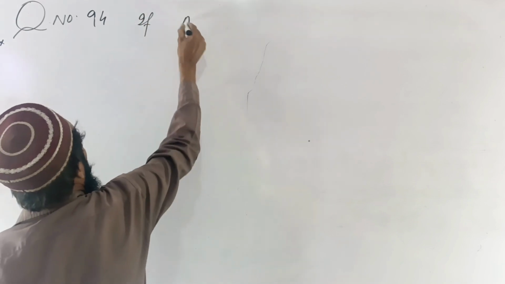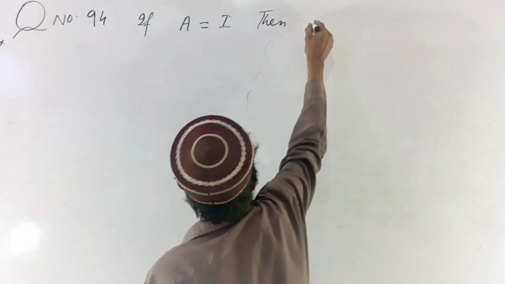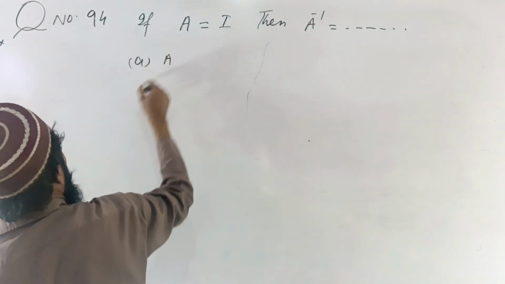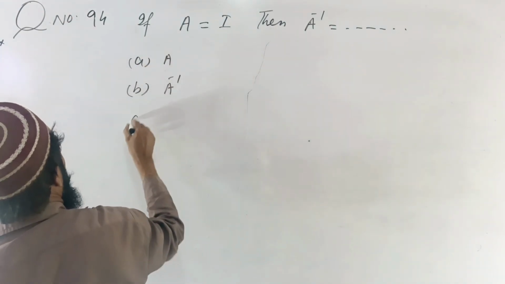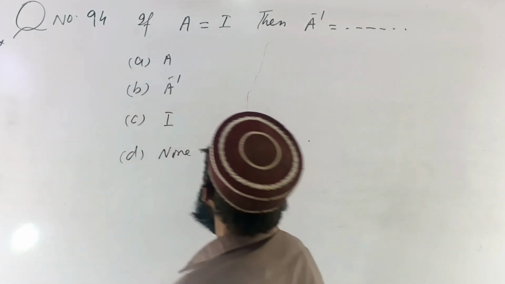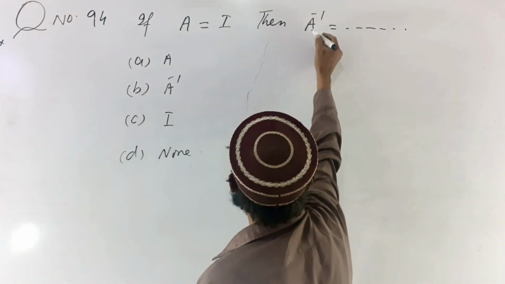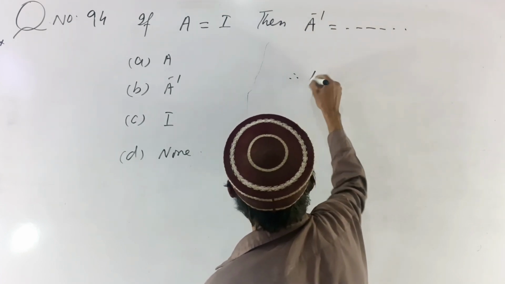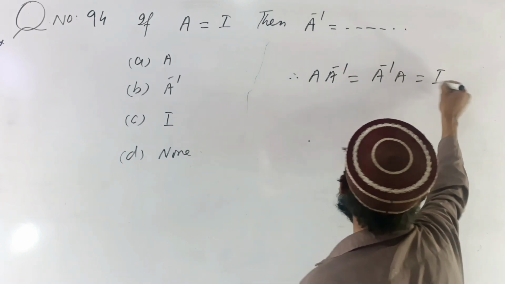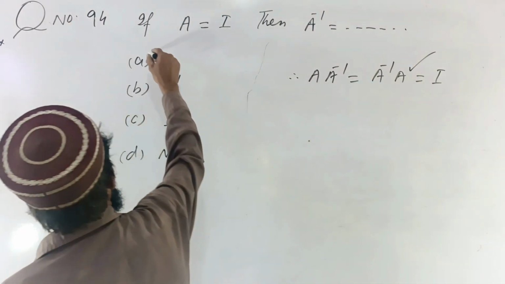If A is equal to identity, then what is A inverse? A is equal to A, B is equal to A inverse, C is equal to identity, and D is none of these. In this situation, A inverse is required. According to this property, A inverse A is equal to identity. So we can say that A is the inverse of A, or the inverse of A is equal to A.